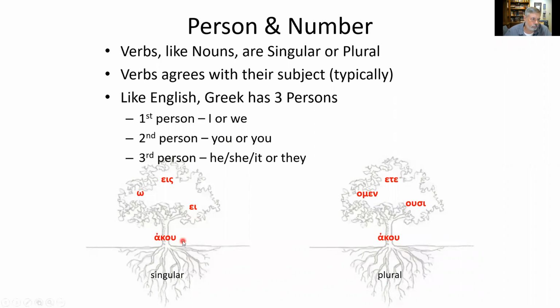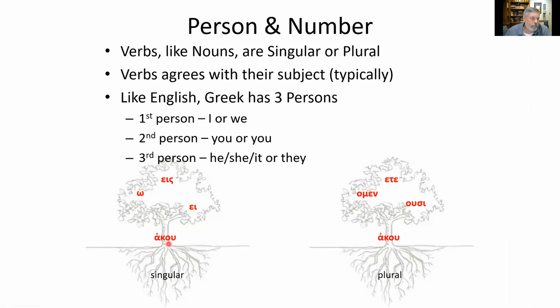Akuo, here's the first person with the omega ending. Akueis with the second person. And akuei with the third person. So our singular, aku, is the root or the stem that means hear.